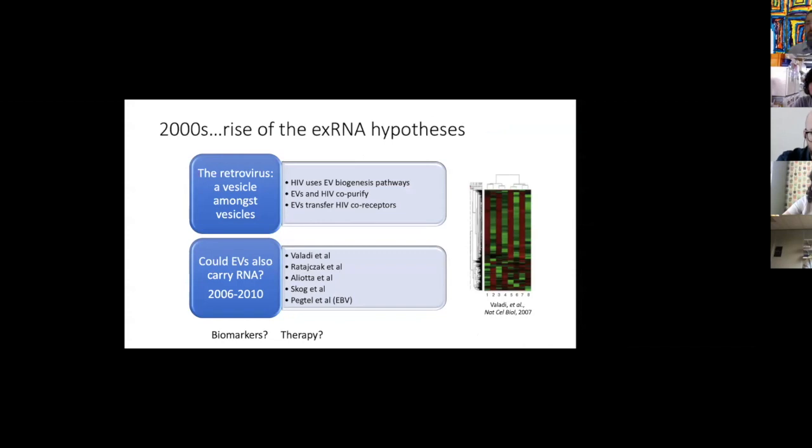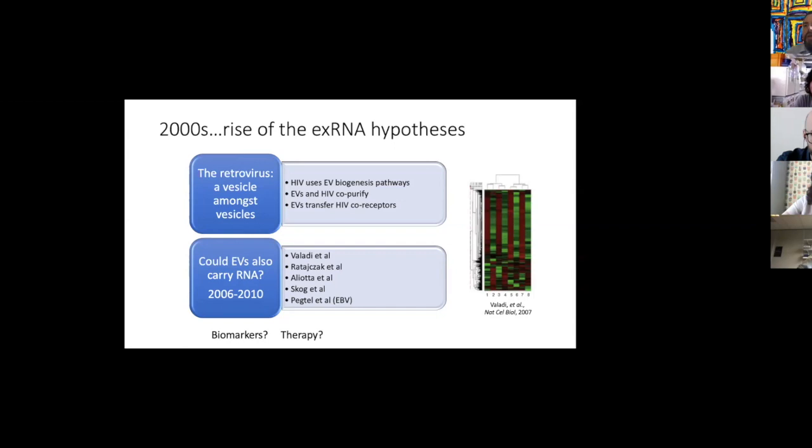But it was really in the 2000s that we had this rise of what we could call the xRNA hypothesis, or actually hypotheses. And part of it is something that's near and dear to my heart, which is the retrovirus. We've known about retroviruses for decades, and the retroviruses are very good at transferring RNA from one cell to another. There are other RNA viruses, of course, as well. So we know that RNA can be transferred between cells, and we'll hear more about that from Manuel in just a minute. But it was found in the early 2000s that HIV uses EV biogenesis pathways, and that EVs also influence HIV. For example, they can transfer HIV co-receptors.